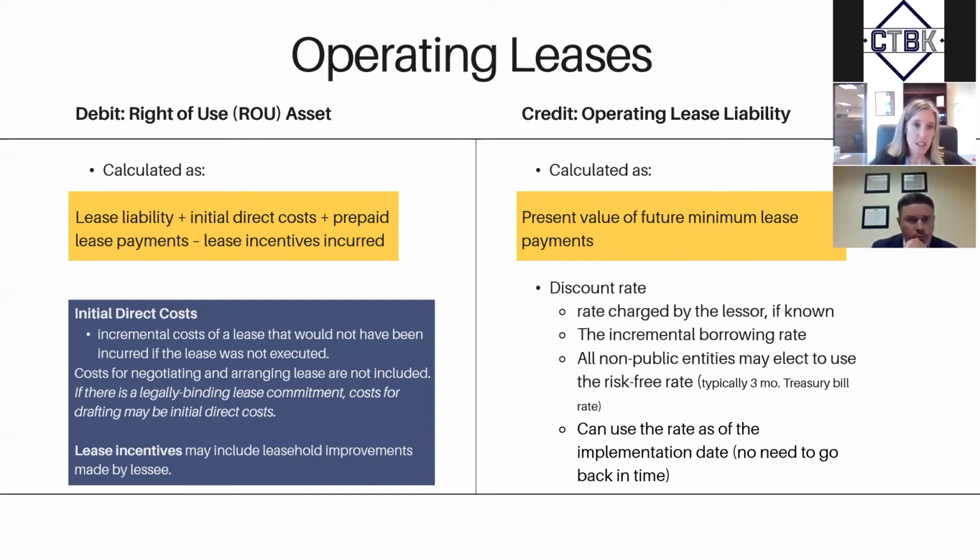Now to go to the left-hand side, that right of use asset is really calculated using that lease liability that you've calculated, adding any initial direct costs, adding any prepaid lease payments, and reducing it by any lease incentives incurred. Again, just a refresher from what we went over in Lease Webinar 1.